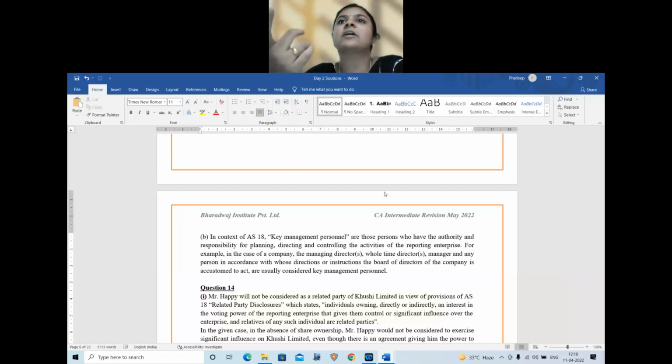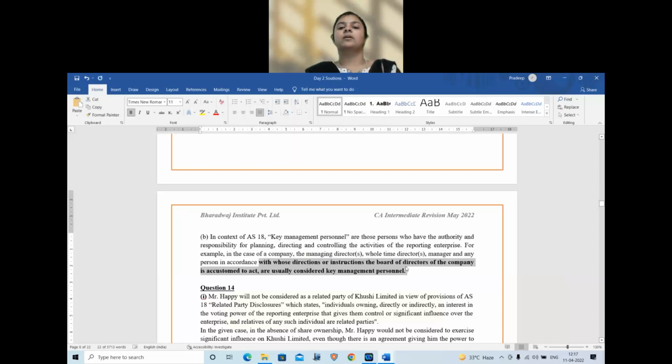Simple statement, because here we are not speaking only about companies. We are speaking about sole proprietorship, partnership, everything. So either directors, whole time or managing directors, or any person who has the decision making authority in the enterprise. In case of company, director, whole time director, or in case of other entities, any person in whose directions the enterprise operates.